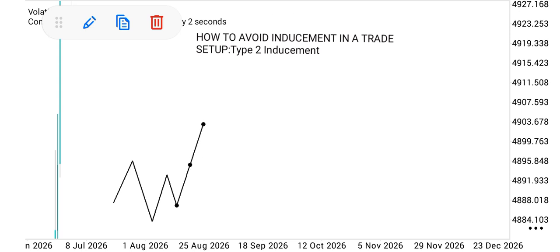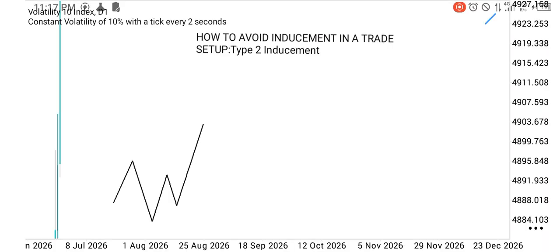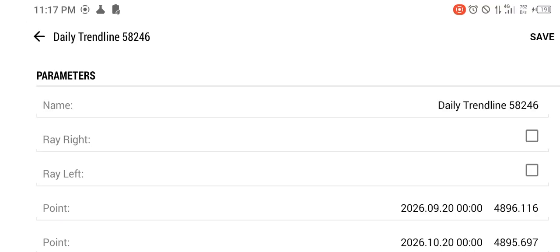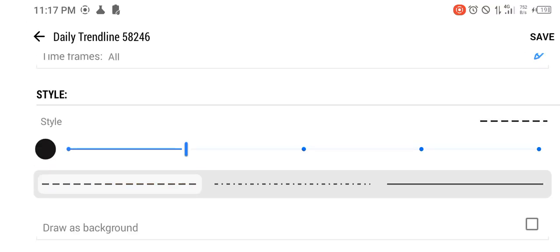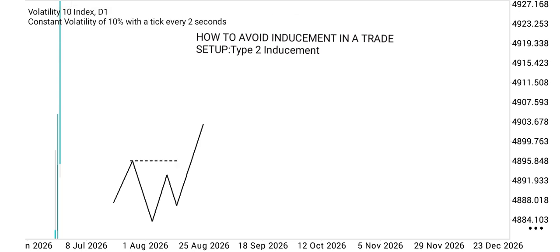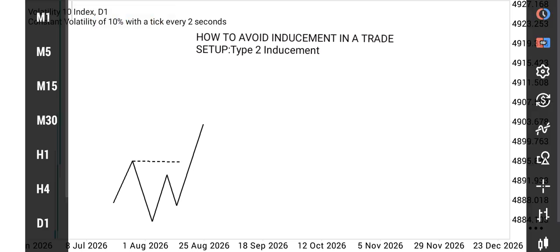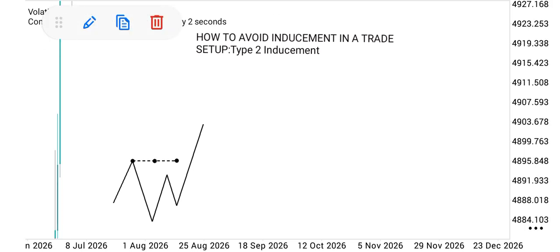Now I want you to pay close attention to this. This is how the inducement is being formed. So now see this break of structure. This is a break of structure here, isn't it?